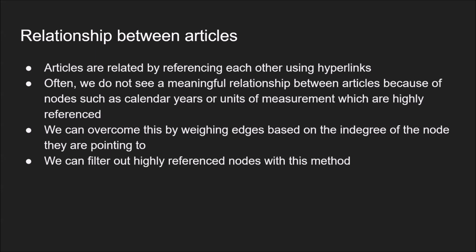So articles in our dataset are related to each other using hyperlinks. So when an article has a reference to another article, we form an edge between those two. Well, we saw that we sometimes did not see a meaningful relationship between two articles because of really popular nodes such as calendar years or units of measurement. So to overcome this issue, we weighted every edge based on the in degree of the node that they are pointing to. So using this heuristic, we were able to filter out or normalize nodes which were referenced a lot.